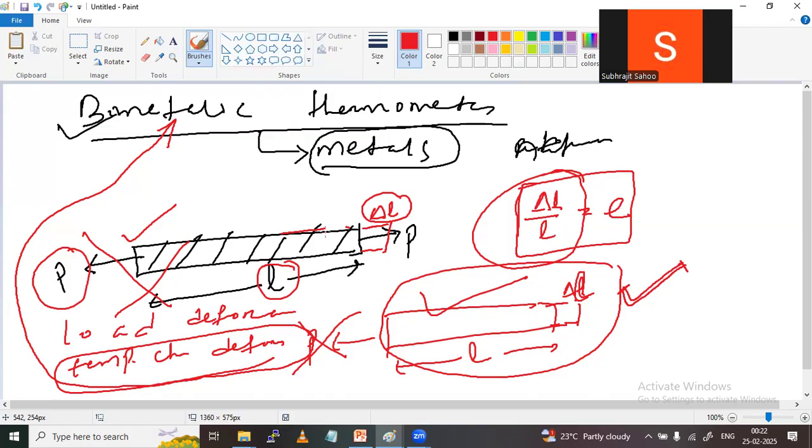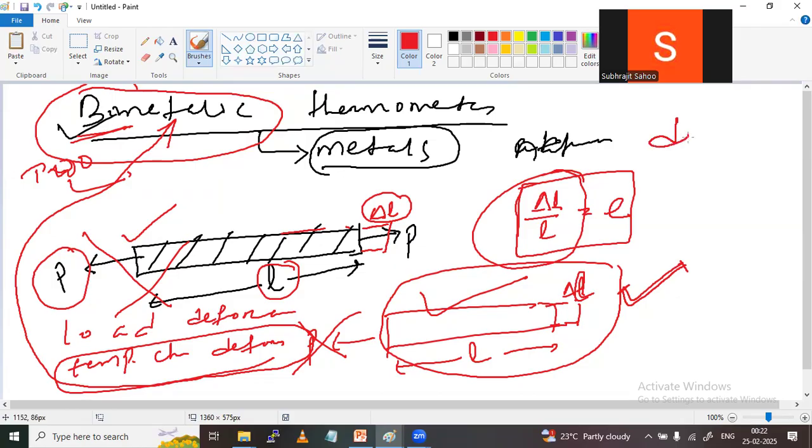So that is the bimetallic thermometer. And most importantly, the name bimetallic indicates we are going to use two metals. Similar or dissimilar metals? Always remember, we use two dissimilar metals for construction. Why two dissimilar metals? I will tell you, don't worry. For that I have to explain one more important factor, alpha, but not in this video. In the next video I will tell.